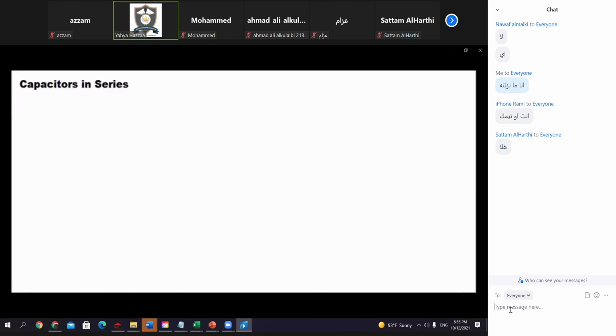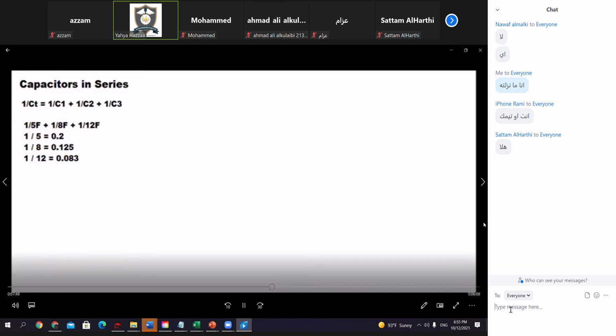To find the total capacitance on this circuit, we need to divide the value of each capacitor by 1, add them together, then divide the total by 1. So for this circuit, the equation looks like this: 1 divided by 5 farads plus 1 divided by 8 farads plus 1 divided by 12 farads.